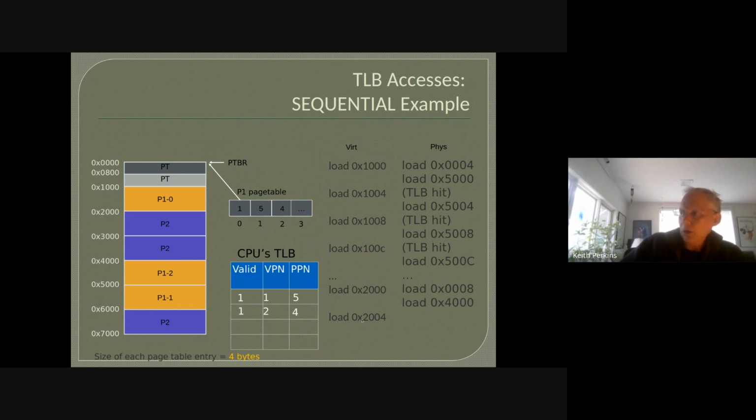And then I go and load from the very next integer, 0x2004. The first thing I do is check the TLB. Is there a mapping for virtual page 2? Yes, and it's valid, 2 to 4. I don't have to go to memory. So I just directly build my physical address because I have a TLB hit, and I go to 4004 directly.